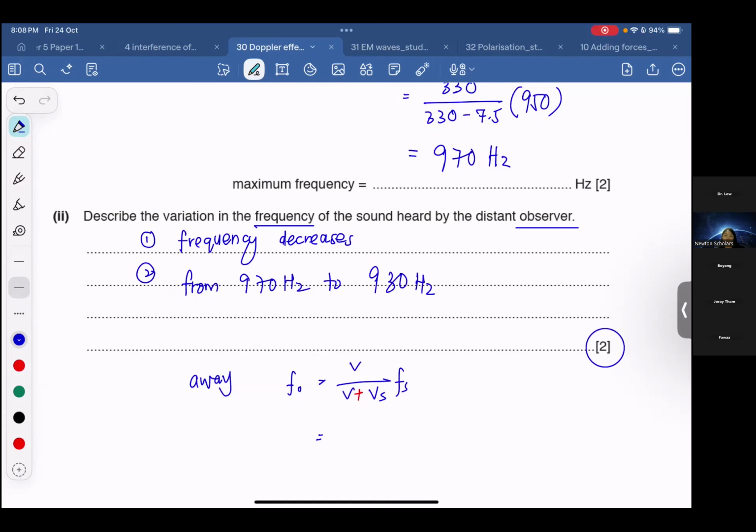Okay, when it's towards, the frequency is maximum. When away, the frequency is actually minimum. So this one is 330 plus 7.5, 950. So your answer should be 930 hertz. Okay, 2 marks at here: you mention the frequency decreases, but how does it decrease? From what to what, in more detail. So we tell them from 970 to 930 hertz. Is it okay? Okay, so we go to your next page.